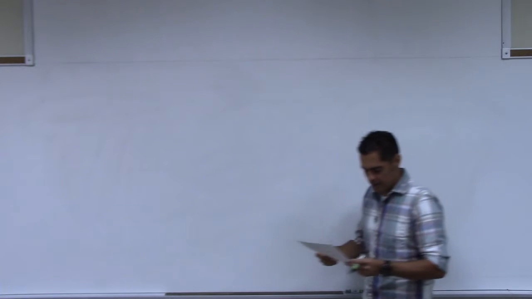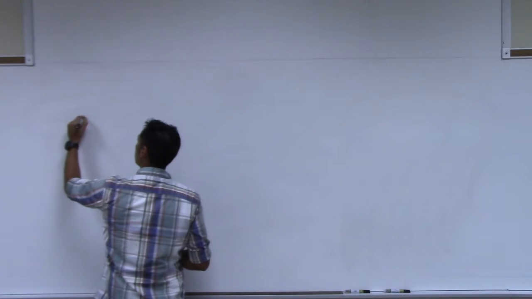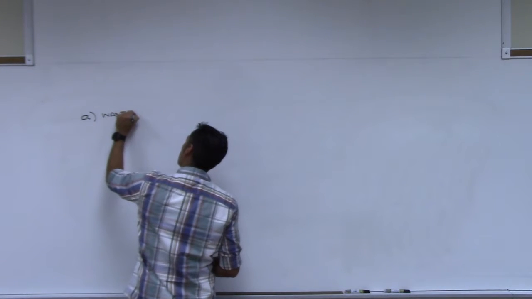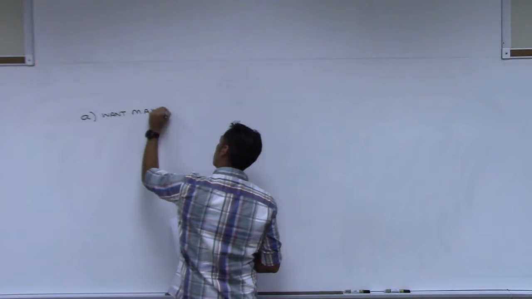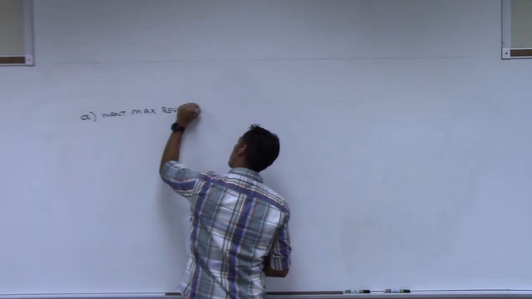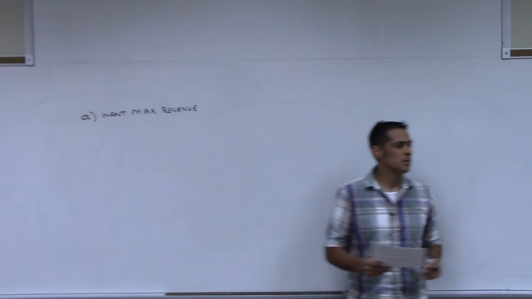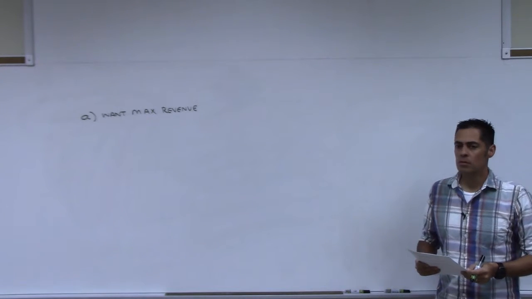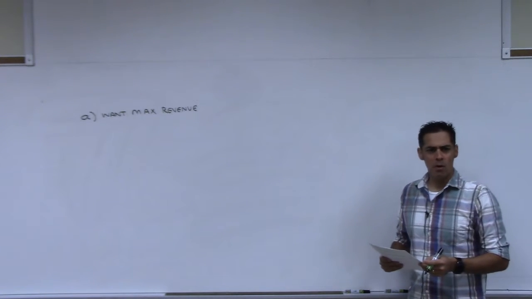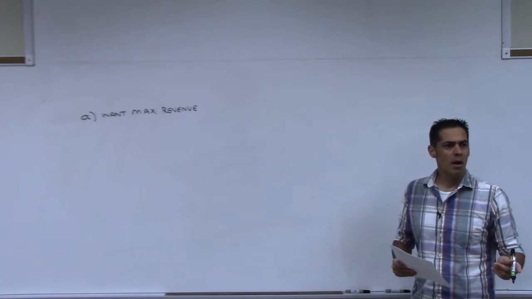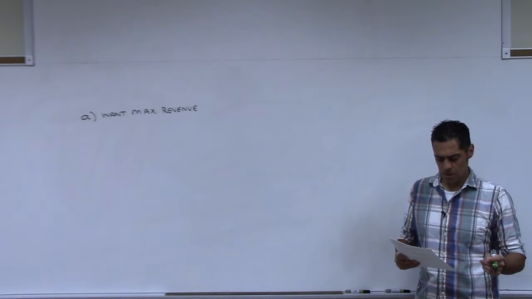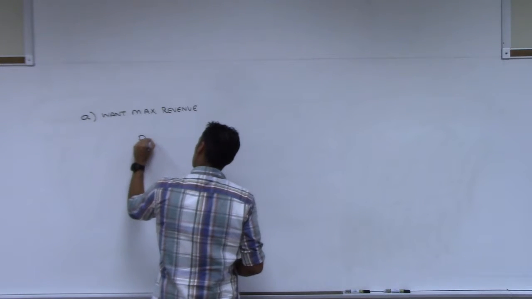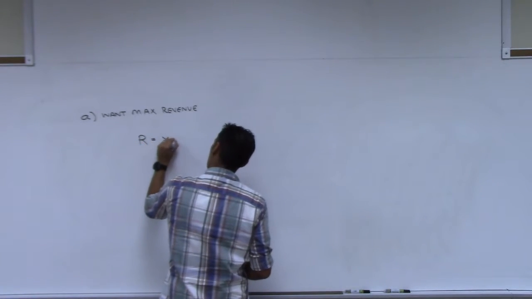Part A, we're trying to figure out, we want the maximum revenue, right? That's what we want, maximum revenue. How do we determine revenue? There's a formula for it. Price times. So remember this formula. Revenue is equal to X times P.